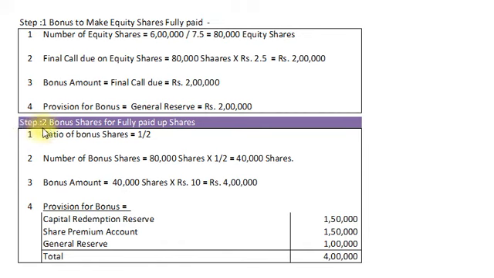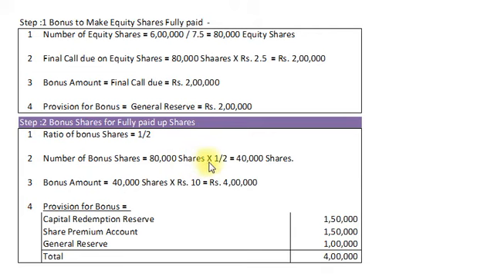Now step number 2, bonus shares for fully paid up equity shares. Our bonus share ratio is 1 by 2. 1 bonus share for every 2 equity shares held. It means a shareholder having 20 equity shares will get 10 bonus shares. 200 equity shares will get 100 as bonus shares. So our bonus share ratio is 1 by 2. So number of bonus shares would be 80,000 shares issued by company.